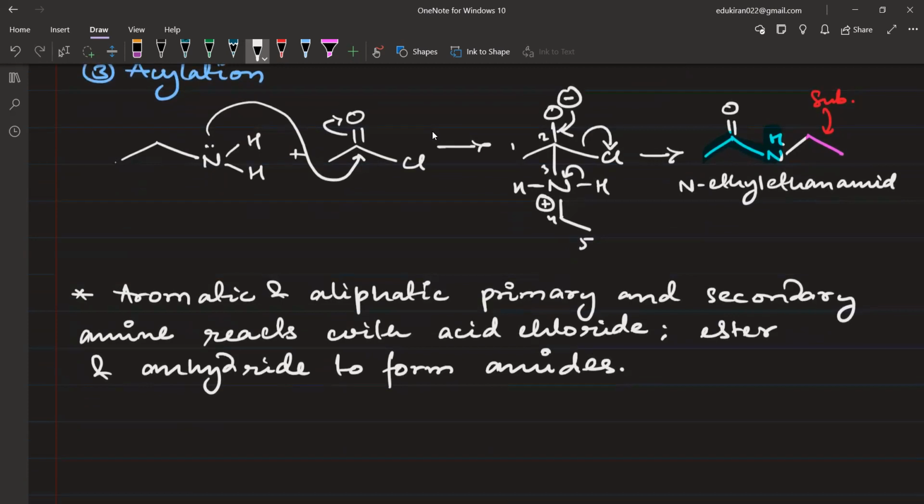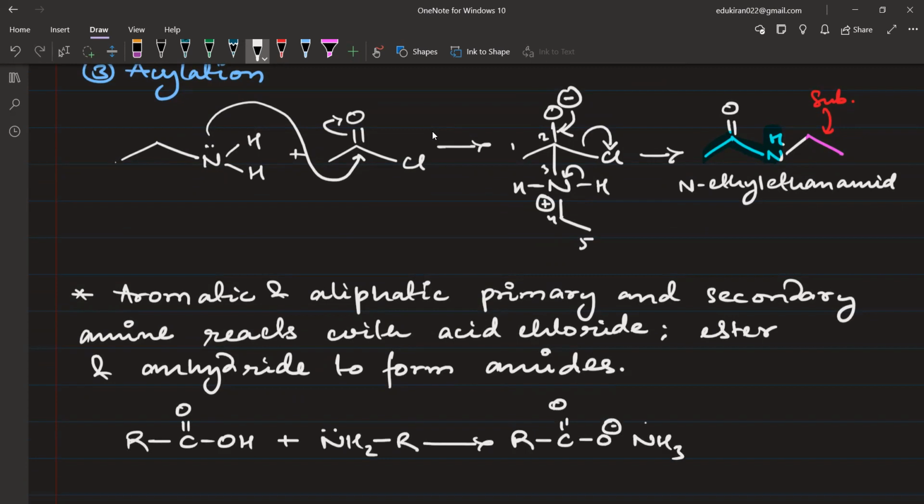Write one more reaction. Here we have seen all the C double bond O compounds except the carboxylic acid group. If you have C double bond O OH and you have NH2 with R, this nitrogen atom will abstract the hydrogen and it will form a salt. You will get R, C double bond O, O negative, NH3 positive, and this nitrogen will have the R group. Please write this down. If you have acid chloride, ester, or anhydride, it is going to form amides.